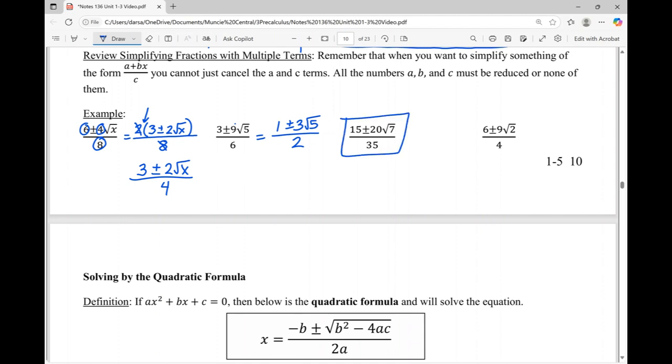15 plus or minus 20 square root of 7 over 35. All those outside numbers have to divide by the same thing. What is it they divide by? 5. So 15 divided by 5 is 3. 20 square root of 7, so 20 divided by 5 is 4 square root of 7. And 35 divided by 5 is 7.